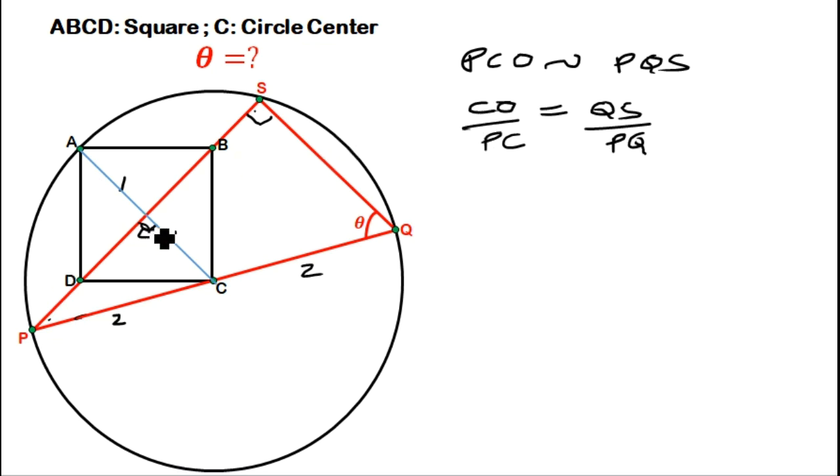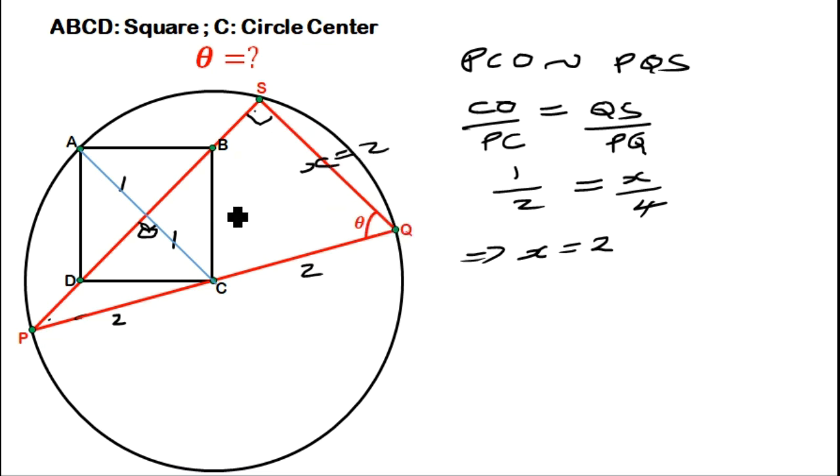So C to O we said is 1 unit, over P to C, which is 2 units, equals Q to S over P to Q. Q to S is unknown, so we can let it be X. So that is X over P to Q, and P to Q is 2 plus 2, that is 4. If you multiply both sides of the equation by 4, you will get X equals 2. So the length from S to Q is 2.